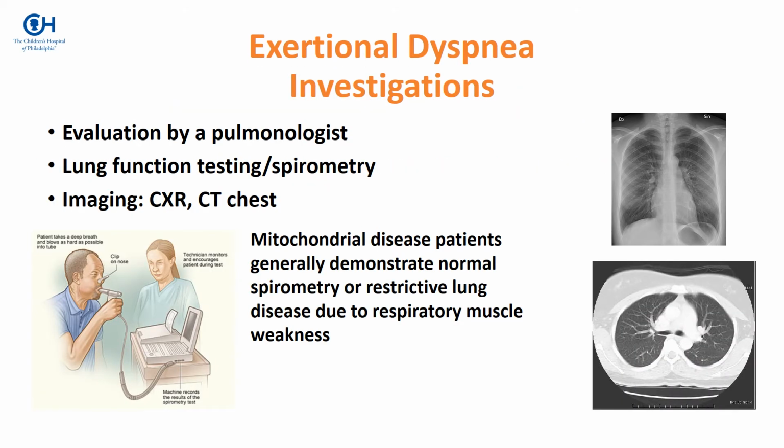What needs to happen is patients with exertional dyspnea need to be evaluated by a pulmonologist and a cardiologist. In terms of pulmonology evaluations, lung function testing is always performed, or spirometry, which is indicated by this figure below, where somebody needs to blow into a tube. I will say that mitochondrial disease patients generally demonstrate normal spirometry, or they may demonstrate restrictive lung disease, which is due to the respiratory muscle weakness. Following spirometry, further test evaluations would include imaging by way of a chest X-ray or a CT scan in order to evaluate for primary lung pathology.